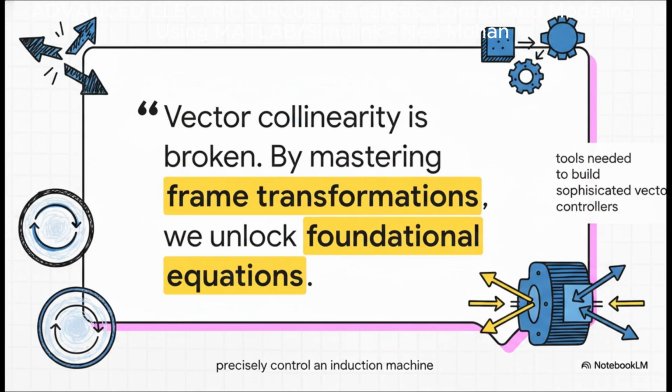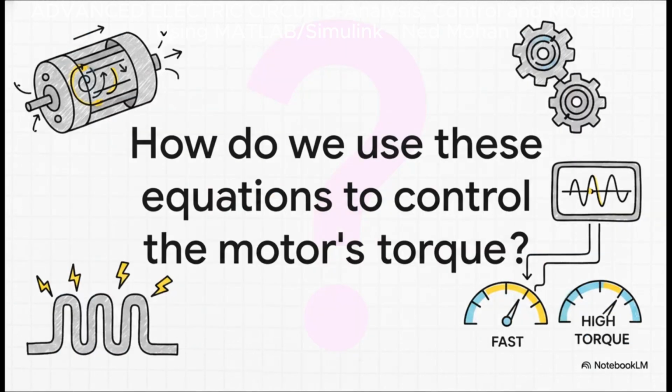You know, this quote just captures the essence of everything we just did. In the real world, that simple collinearity is gone. But because we used superposition to break the problem down and then mastered the frame transformations to put it all back together, we've gained the tools we need to build those sophisticated vector controllers that can precisely control an induction machine. And this, of course, naturally leads us to our next big question.